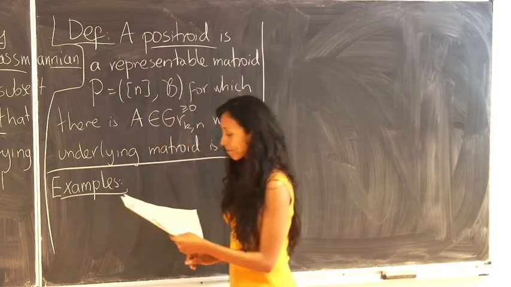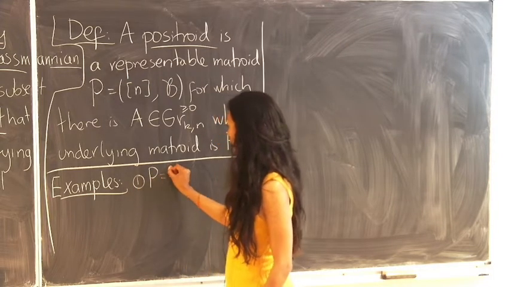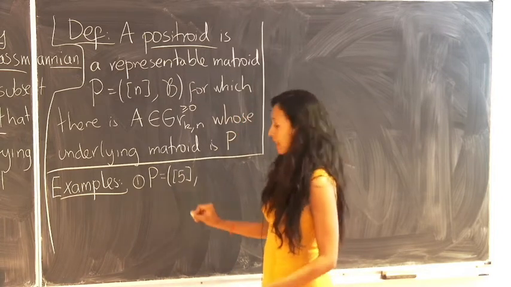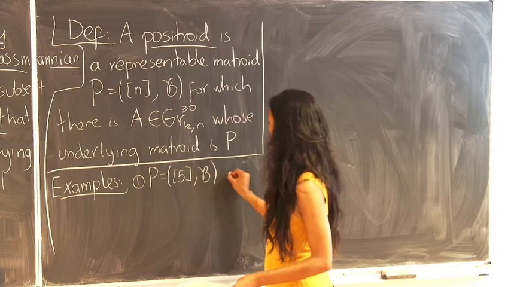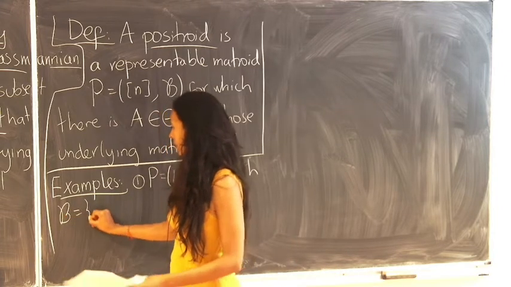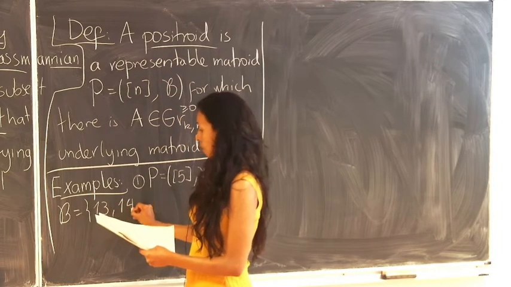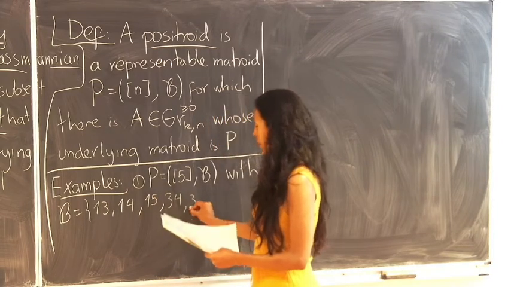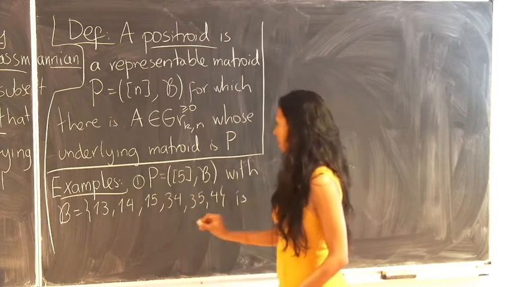Okay, so let's take this one. I'm going to take this pair. My ground set here is going to be 5, and this is going to be something of rank 2, where my collection B consists of the subsets of size 2 given by 1 3, 1 4, 1 5, 3 4, 3 5, 4 5. So I claim that this is a positroid.